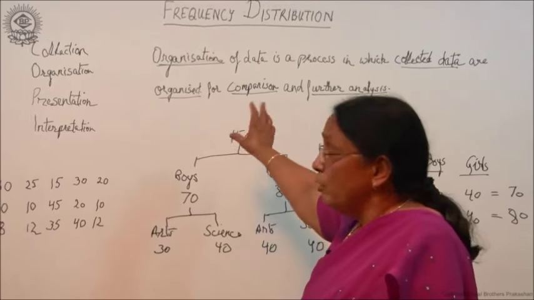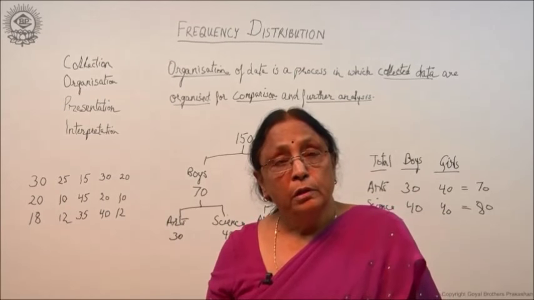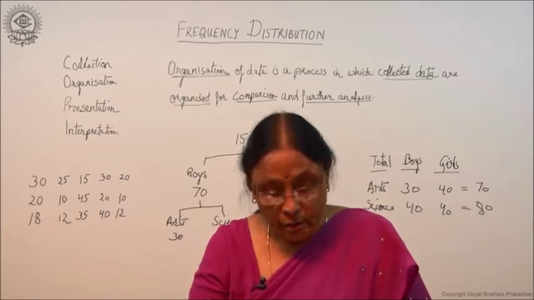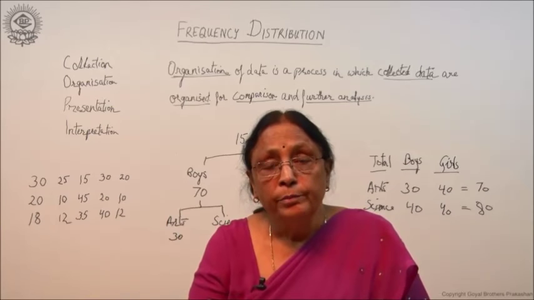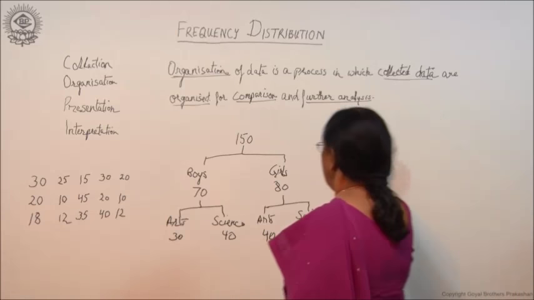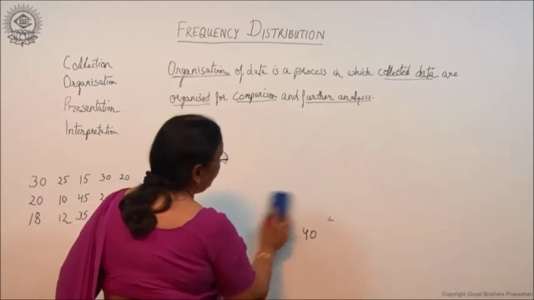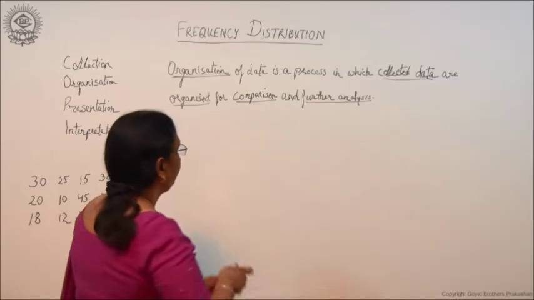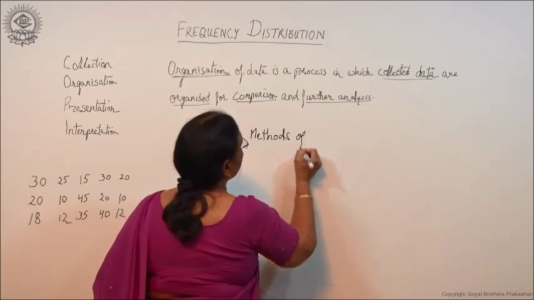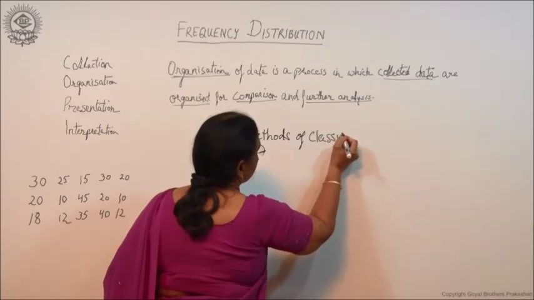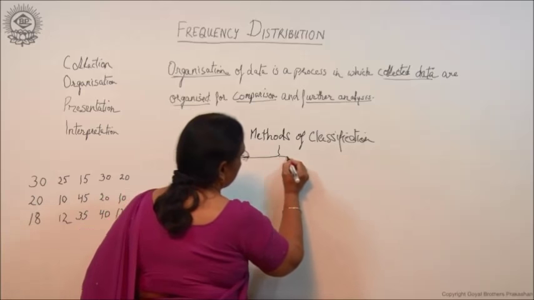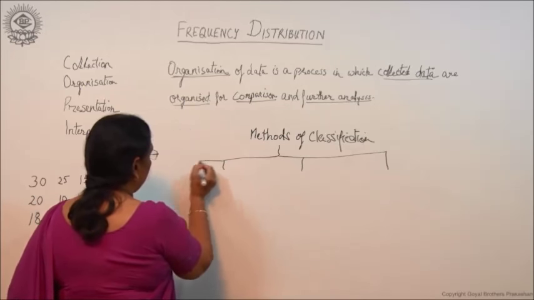Now after understanding the meaning of classification and organization of data, and after knowing the importance of data classification, we come to the next part of the chapter, that is, what are the methods of classification? Now we come to the methods of classification. We can say that there are four methods of classification of data. What are these four methods? Methods of classification. There are four methods: 1, 2, 3, and 4.